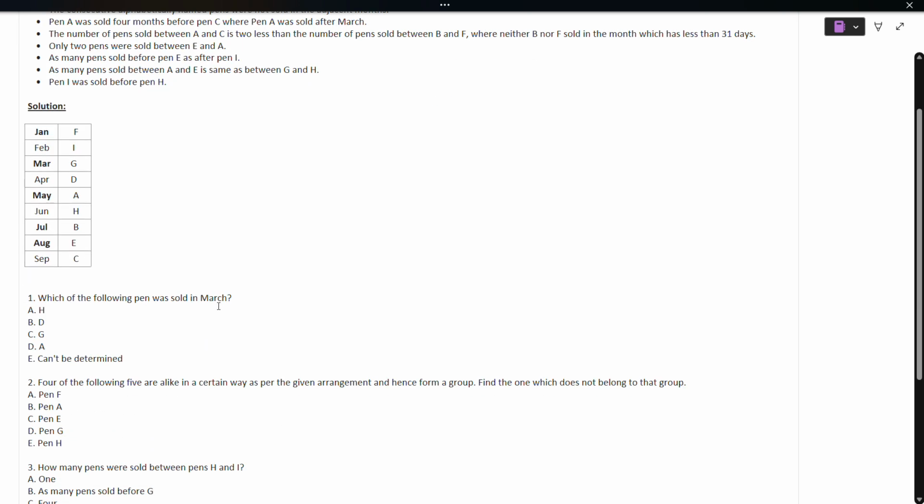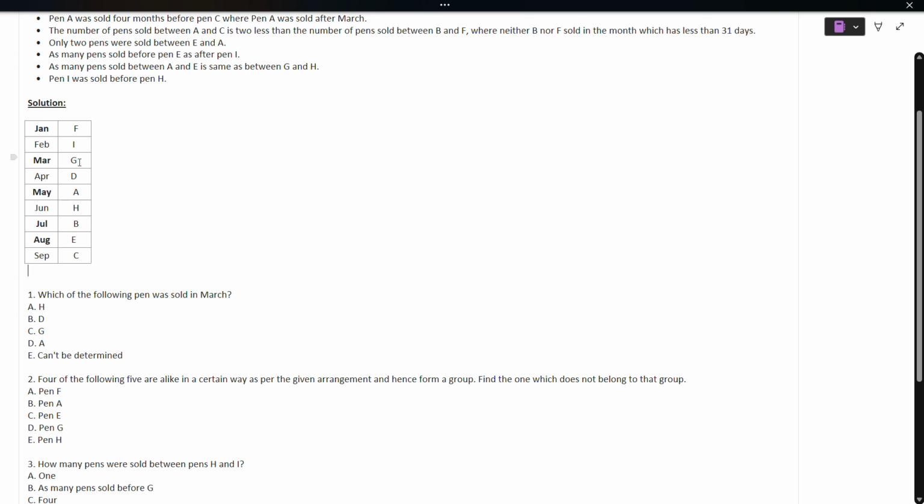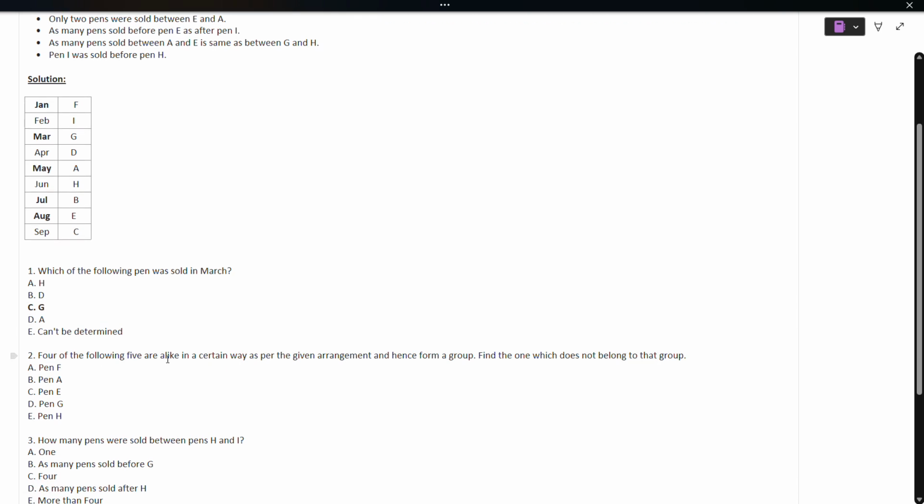Okay, which of the following pen was sold in the March? March, we have G. So option C is the correct. 4 of the following 5 are alike in certain way as per the given arrangement and hence form the group. Find the one which does not belong to that group. F, A, E, G, H. You can see that F, A, E, G were sold in the months having 31 days, whereas H was sold in June, which has 30 days. So H is odd one out.